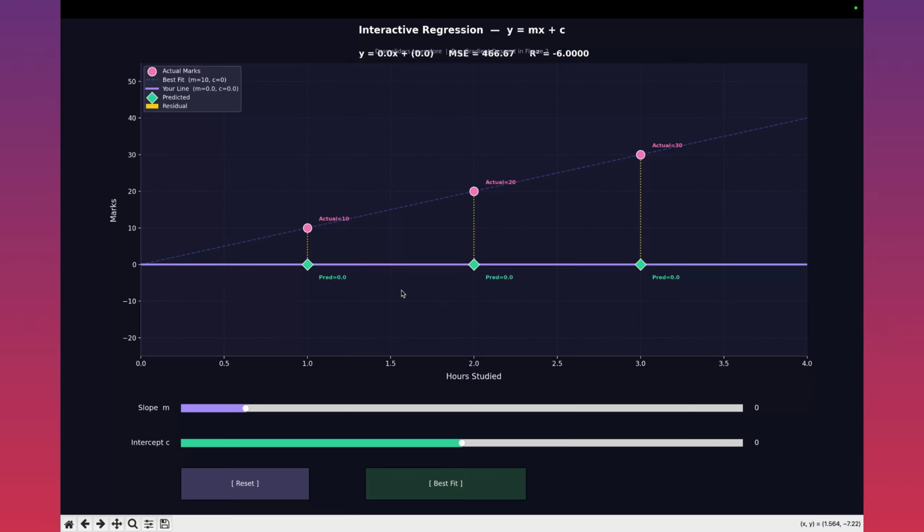Now the model first starts with any m and c value, and then it tries to adjust the m and c value in such a way that it should be able to reach this best fit line. So we started with m and c as 0 and 0, and we got our first line in this way. Now after that the model will try to find the error. And what is the error? Error is basically the difference between the actual value and the predicted value.